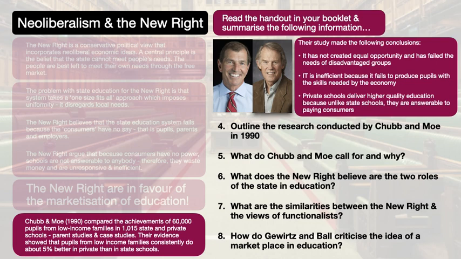State schools have not created equal opportunity and have failed the needs of disadvantaged groups. State-funded school education is inefficient because it fails to produce pupils with the skills needed by the economy. And they also found that private schools deliver higher quality education because, unlike state schools, they are answerable to paying consumers.